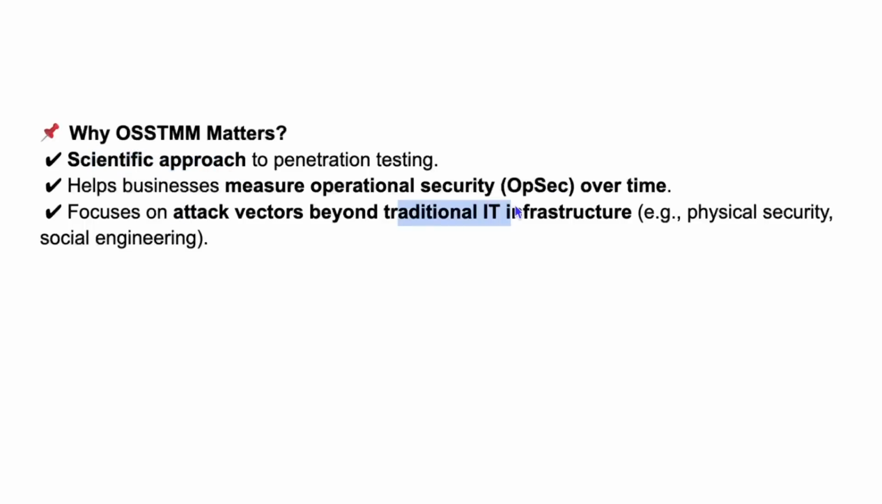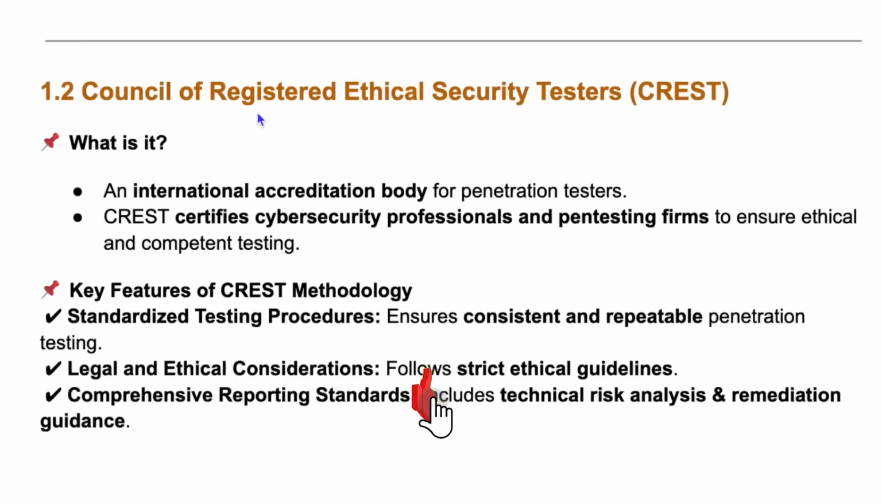So the traditional IT infrastructure is typically referred to as, okay, we have the network, and then we have the computers or devices inside of the network, and how do we get into the network from the outside, or how do we get into the building and then attach something to get into the network. So it's mostly focused on the IT infrastructure. And then when we look at OSSTMM, we're looking at social engineering, which is the human element. We're looking at physical security, and pretty much everything else that encompasses the big picture of security. The next one that we have would be the Council of Registered Ethical Security Testers, also known as CREST.